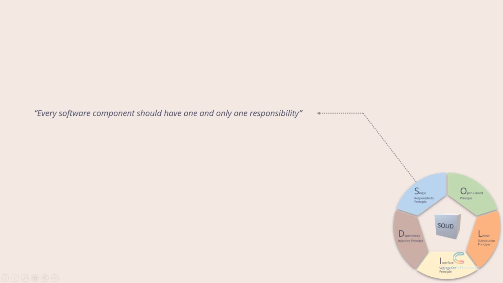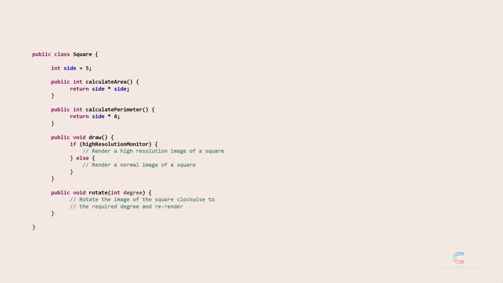In this session, we will take a detailed look at the single responsibility principle and the thought process that brought this principle into being. Take a look at this class. The name of the class is Square. It has four methods: calculate area, calculate perimeter, draw, and rotate.